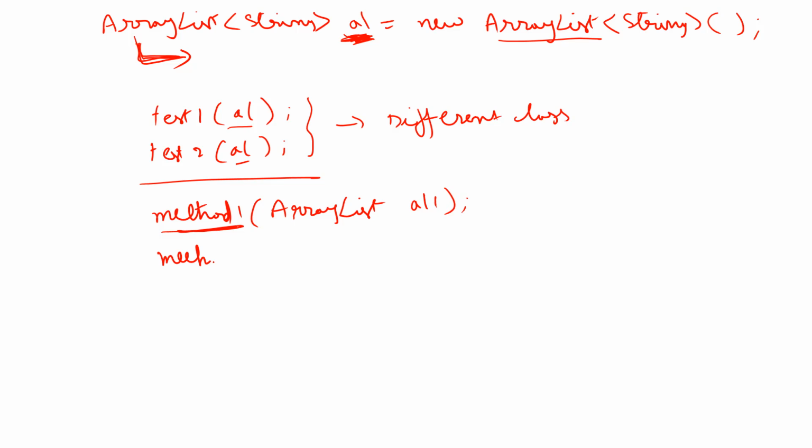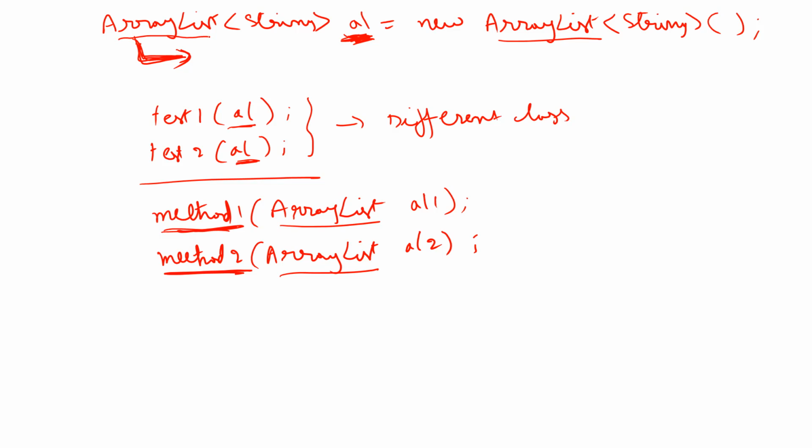Similarly, method 2 takes an array list, AL2, something like this. So I have created a lot of methods like this, which take an array list. Similarly, I am calling other methods where I have to pass the array list object. Let's say in future I came to know that I should not use this array list, but I have to use a linked list.